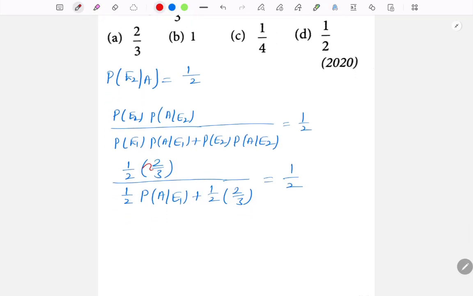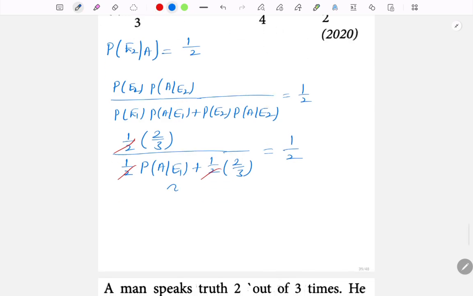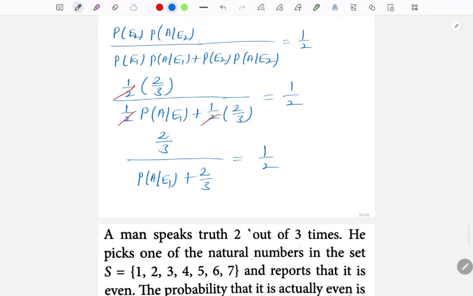What is the simple calculation here? 2 is there, 2 is there, 2 is there. I cancel. Then what is remaining on that side? The numerator remains, 2 by 3, whole divided by P of A by E1 plus 2 by 3, equal to half. Then take the reciprocal. Then what will you get here?